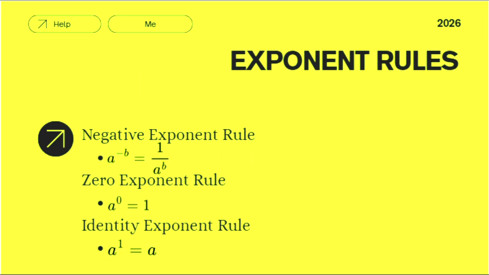This should go in your notes too. Exponent rules, which I can never remember. Negative exponent rule: when your exponent is negative, it's equal to 1 over a raised to that exponent with a positive exponent, okay? Zero exponent rule: when your exponent is 0, it's just equal to 1. And identity exponent rule: when your exponent is 1, it's just that number. I'm going to write this down because, like I said, I always forget.